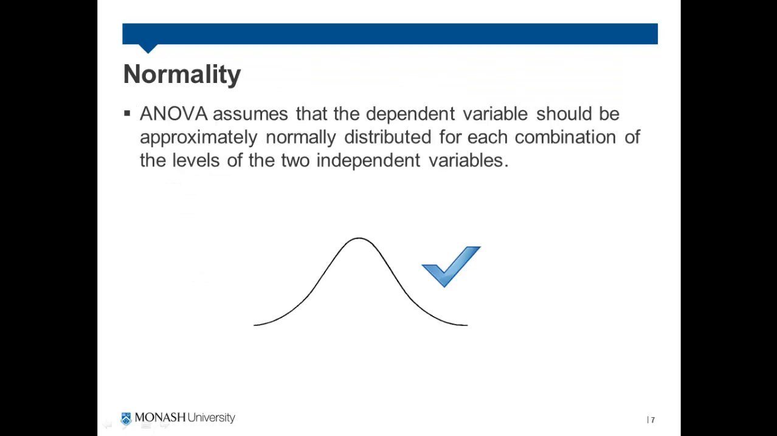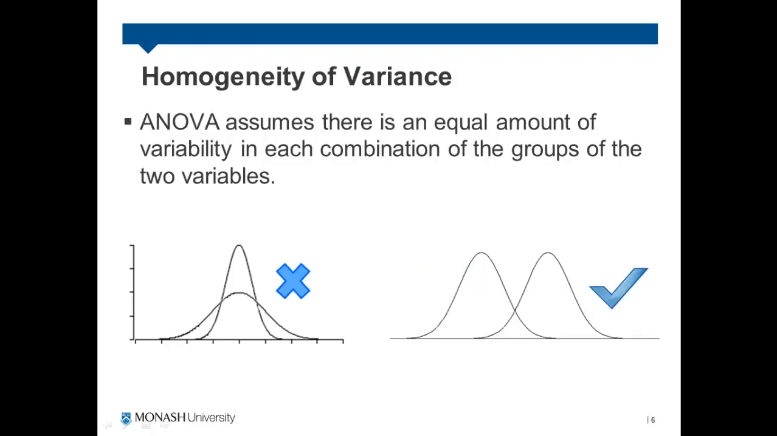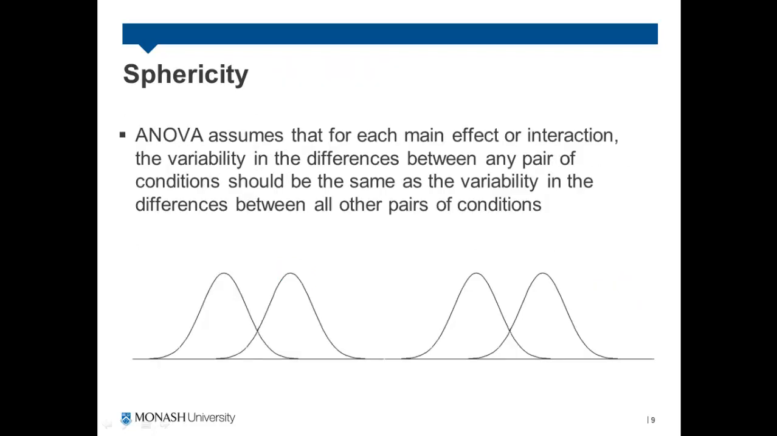Normality, as you'll already be familiar with, looks at whether the dependent variable is approximately normally distributed for every combination of the levels of the two independent variables. Homogeneity of variance assumes that there's an equal amount of variability between scores in each combination of the groups across the two independent variables. And the last assumption looks at sphericity. This is related to the within subjects factor and assumes that for each main effect or interaction, the variability in differences between any pair of conditions be the same as the variability in differences between all other pairs of conditions.